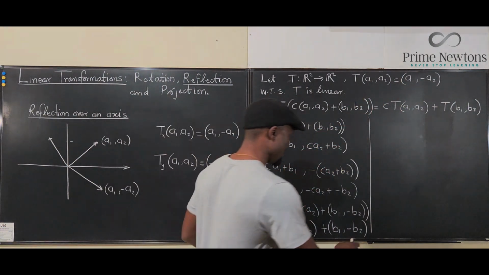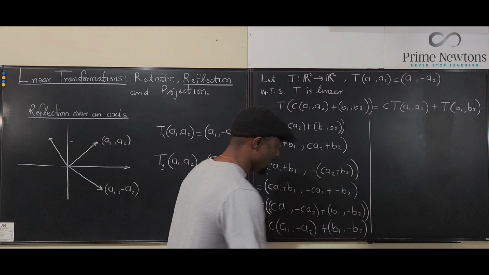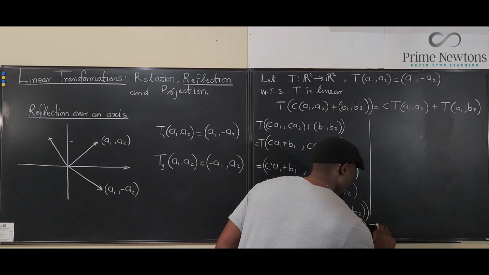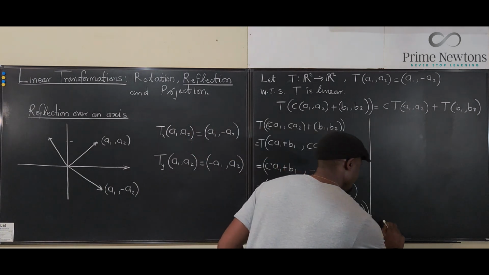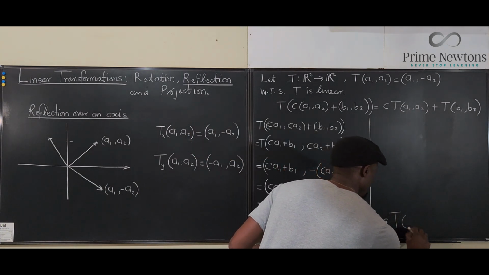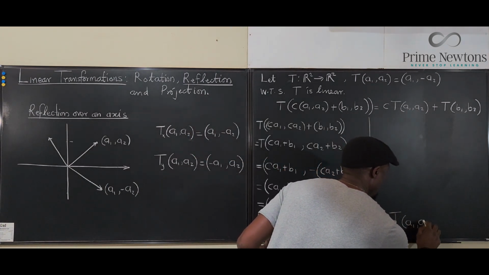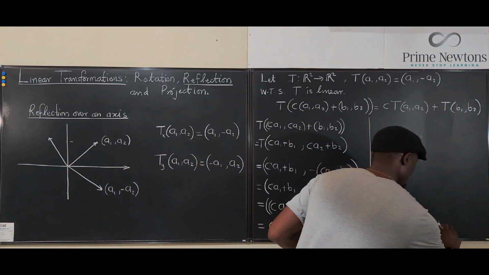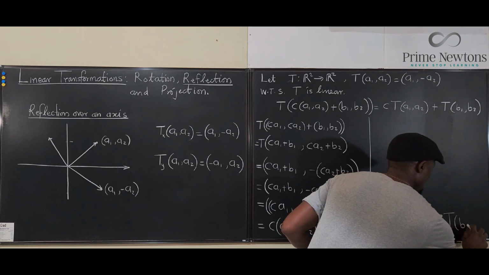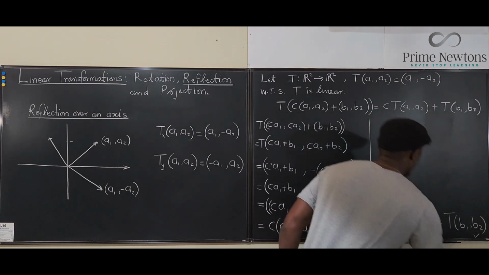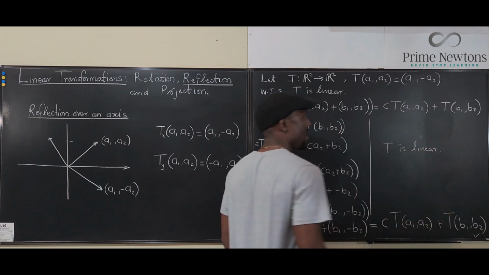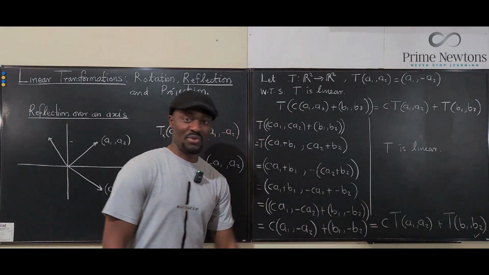So this is it, which is equal to what I was looking for. This is C times the transformation of A sub 1, comma, A sub 2. And this is plus the transformation of B sub 1, comma, B sub 2. Done. So we can say T is linear. Okay, I don't have space, but that's it. This is the process for it.